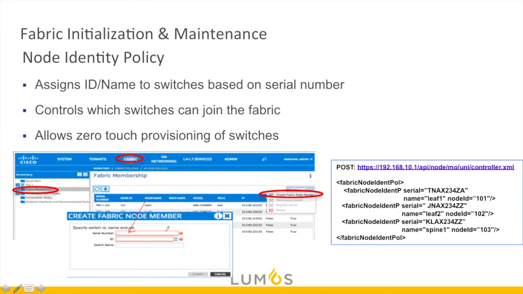So once you get it in the loading dock, you take a note of the serial number, you put it in here, you pre-provision an ID number and a switch name, and then voila, as soon as you plug it in, it will get added to the fabric. But that does not happen by default. You can do the same thing via the API. It's under api/node/unique controller XML, and here are the fields you plug in. It's shown as XML here, but JSON is also supported, of course.